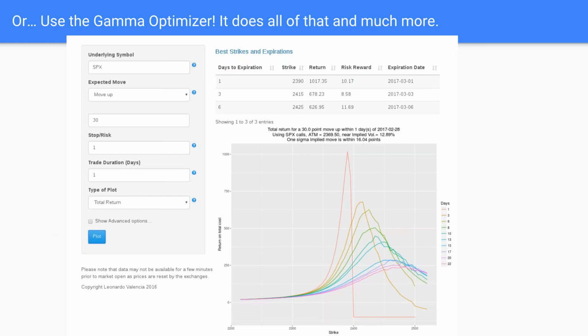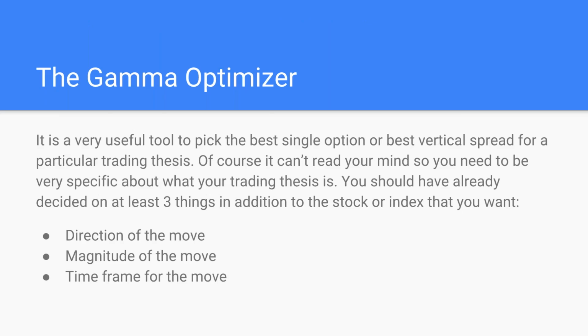Or you can use the gamma optimizer. The gamma optimizer is a tool that does all these things for you. I wrote this tool, so mathematically it could find all these things. It can design trades in a way that maximizes all of those things under the hood, and you don't have to really be aware of them. You don't even need to know how to compute gamma in the first place, for instance. So that's what the gamma optimizer is. It's a very useful tool.